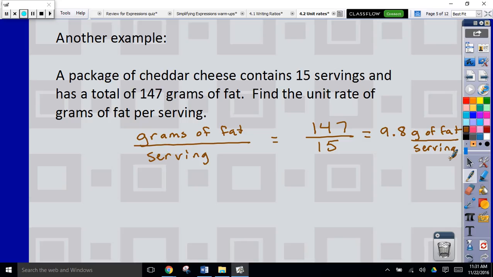Okay, the next one is a quick check. It's one for you to try, so go ahead and finish copying this if you're still copying it. The rest of you, go ahead and start the quick check.